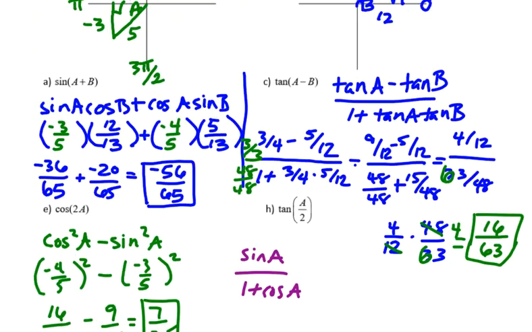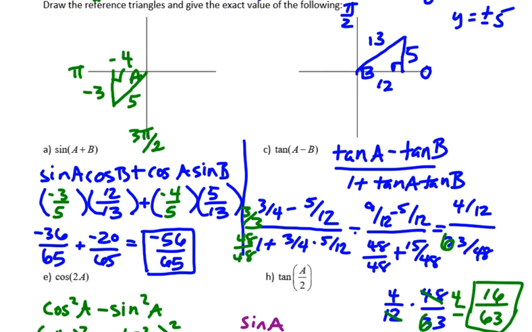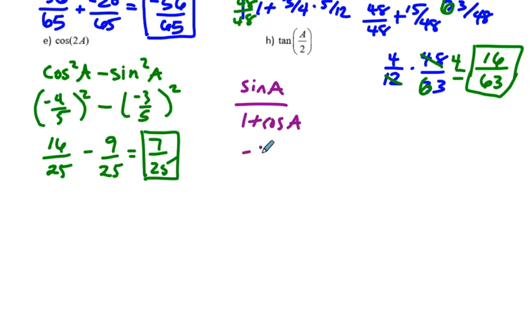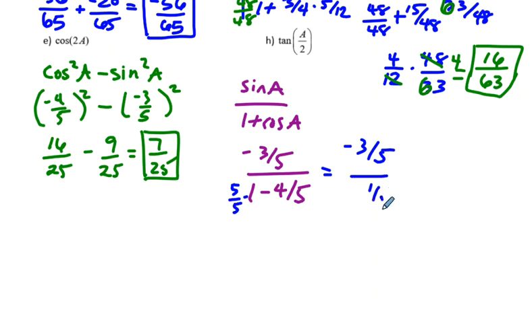Alright. Sine of a was -3/5. So -3/5 over 1 plus -4/5, which makes 1 minus 4/5. So 1 minus 4/5 is 1/5, but if you want to see the common denominator, you could multiply by 5/5, and you have 5 minus 4. So we get -3/5 over 1/5, and then make this -3/5 times 5/1, and these can cancel, giving you just -3.